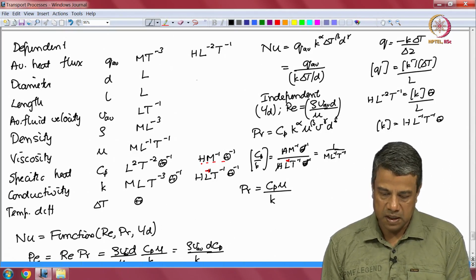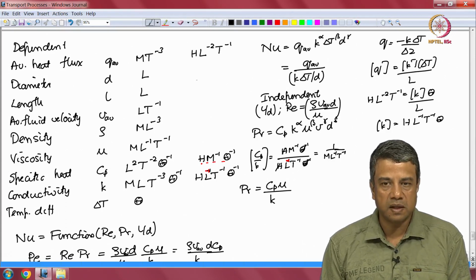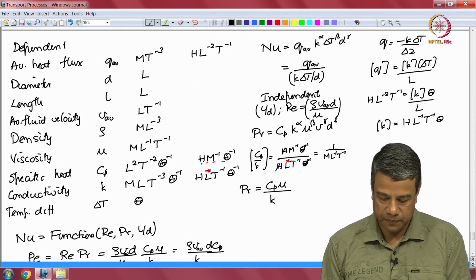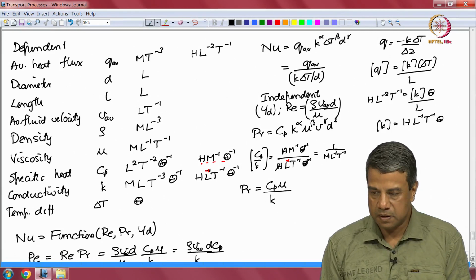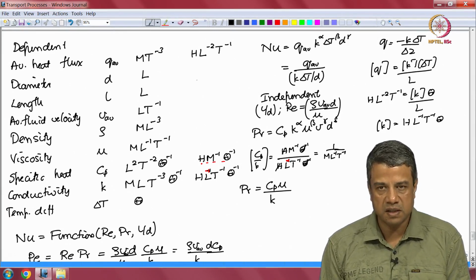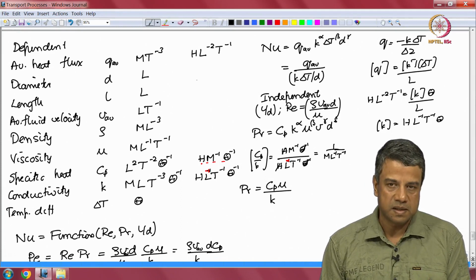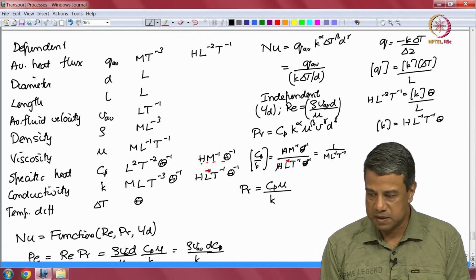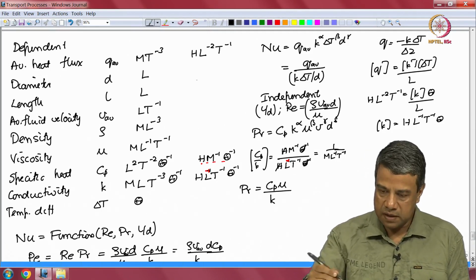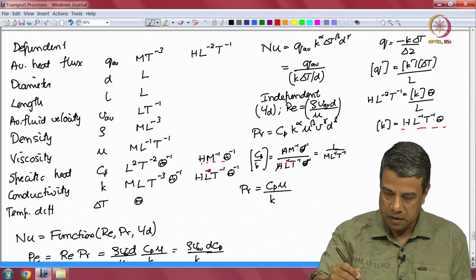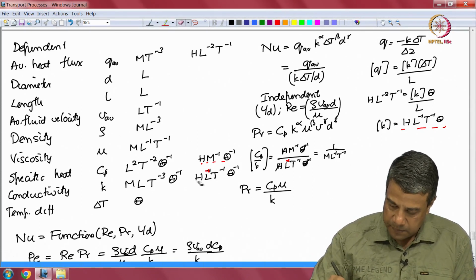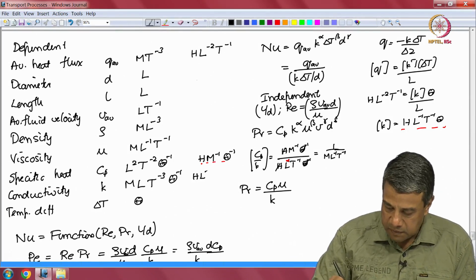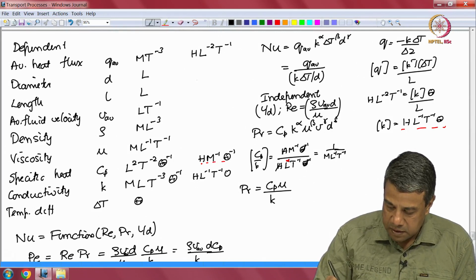Okay. So, the average heat flux is the energy per unit area per unit time, which is H L power minus 2 T power minus 2. And then we had the specific heat, which came from the relation that the change in enthalpy is mass times specific heat times the temperature difference. And so, we got H m inverse theta inverse. And for the thermal conductivity, we had got the dimension as H L inverse T inverse theta inverse.